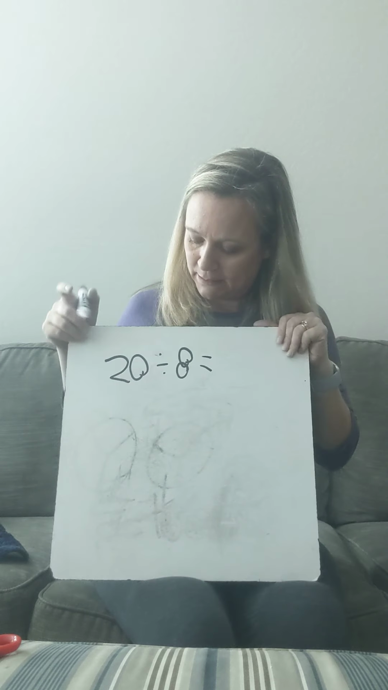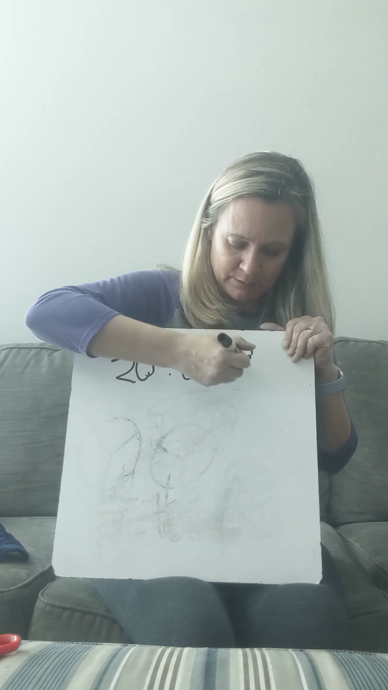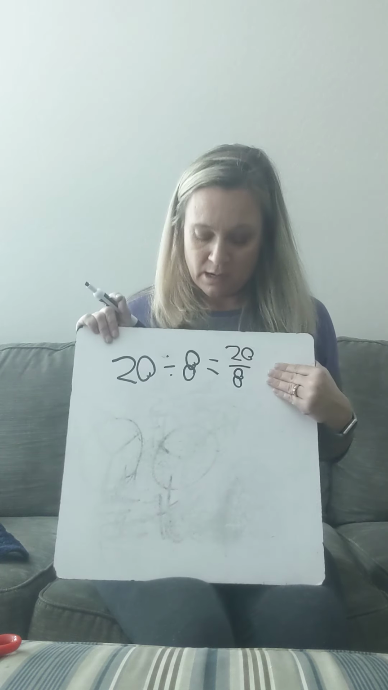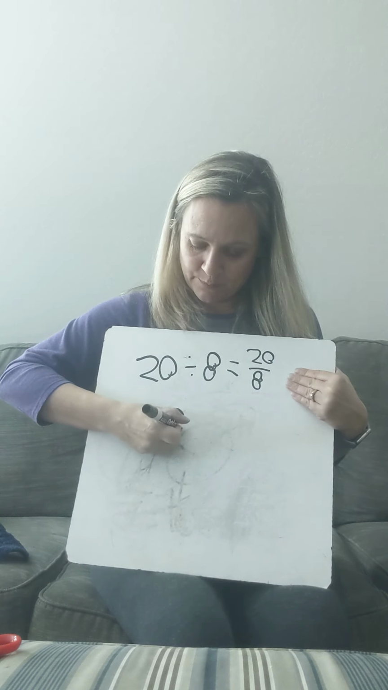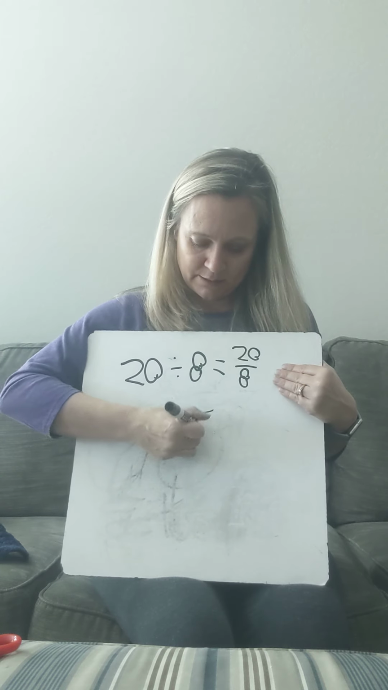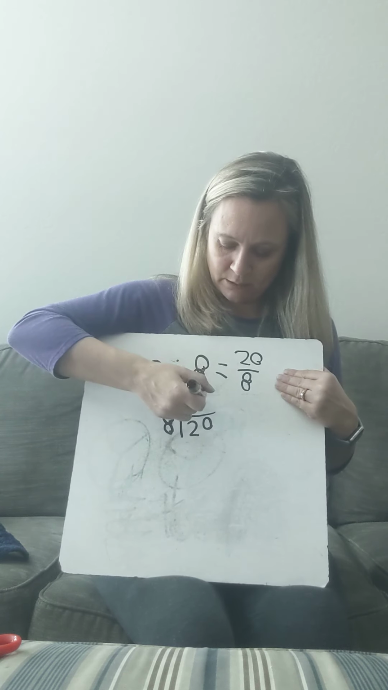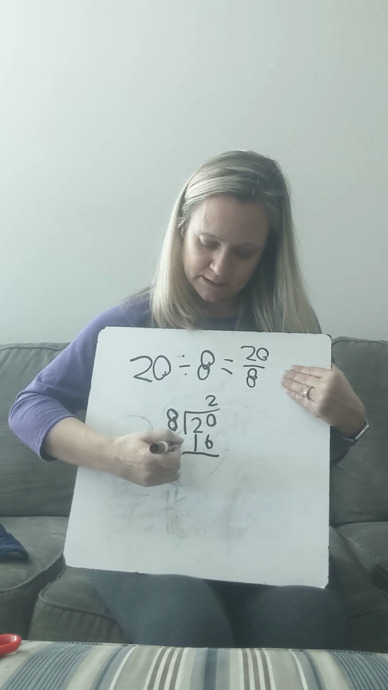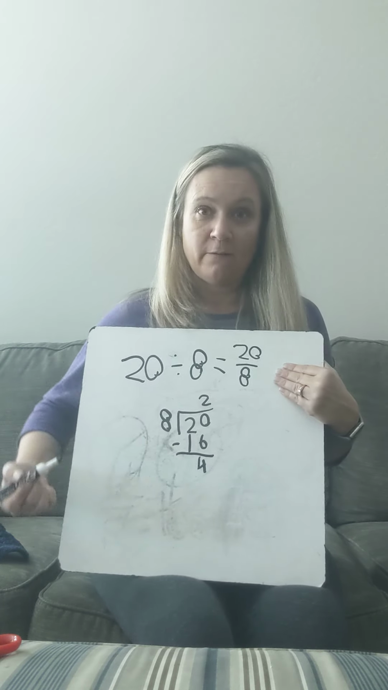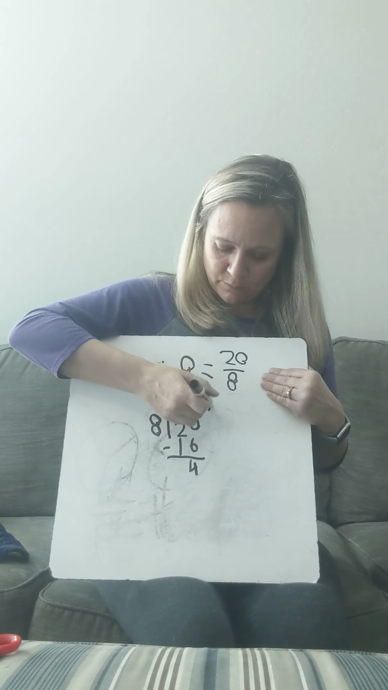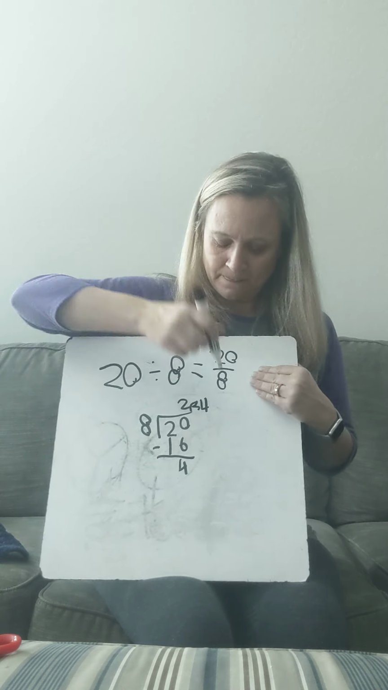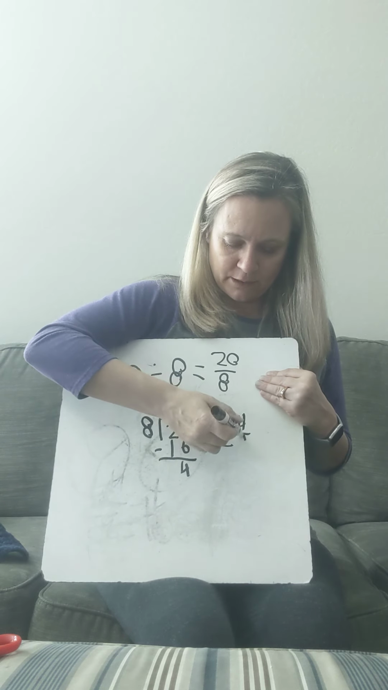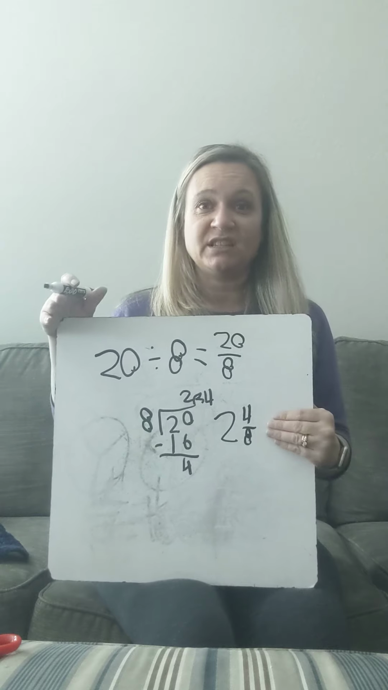All right, let's see. 20 goes on top and 8 goes on the bottom. There's my fraction. Now, because it is improper, I'm going to divide 8 into 20. 8 goes into 20 2 whole times. 2 times 8 is 16, and I have 4 left. So I have 2 remainder 4. Now, that would give me 2 wholes and 4 over 8, which is the answer.